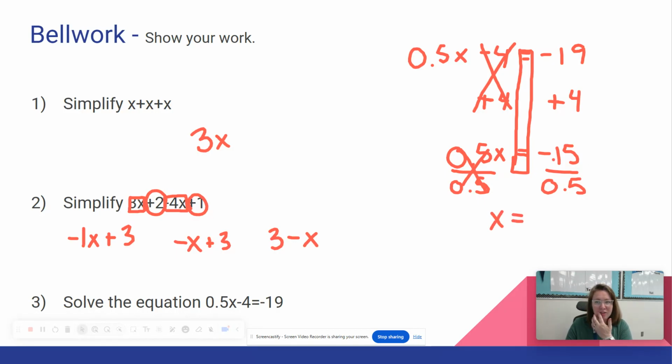And then negative 15 divided by 0.5. It's a little counterintuitive, but it actually gives you a bigger number because you're taking negative 15 and splitting it up in chunks that are only half a size, so you can have a lot more chunks. So it actually equals negative 30, which you could use your calculator for as well. So that was our bell work.